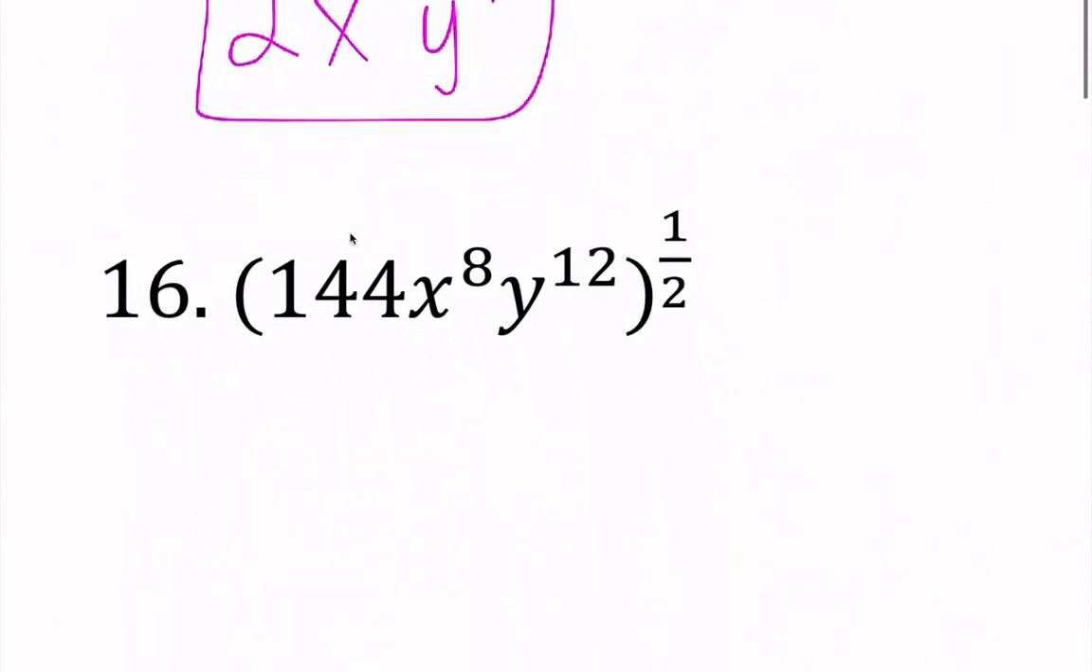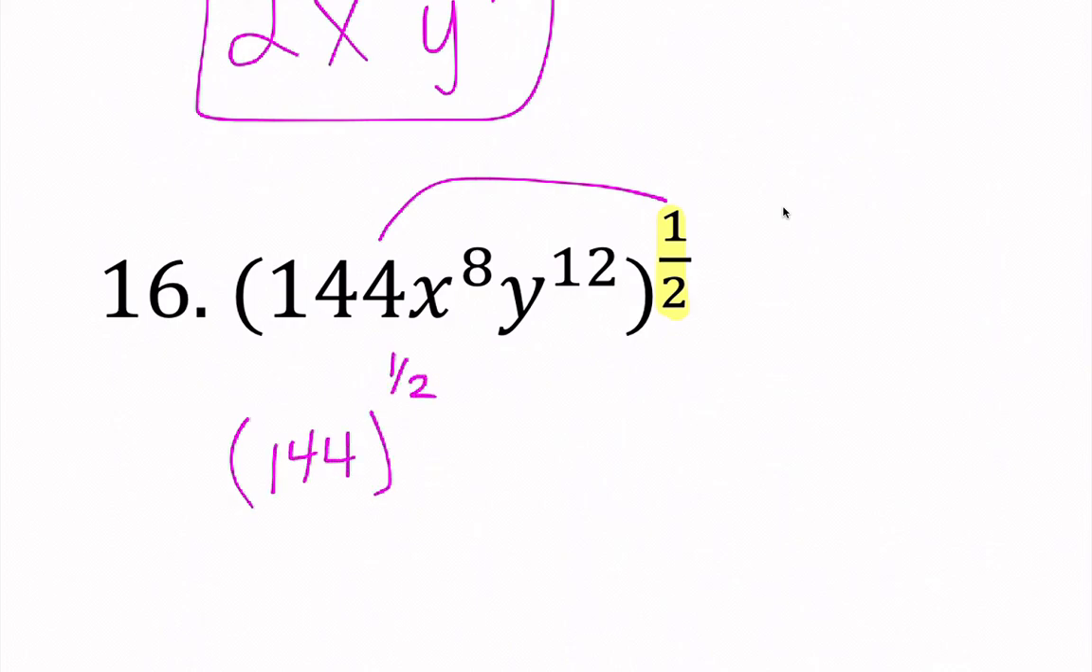Last one is very similar. Notice we have an exponent on the outside of parentheses, so it belongs to everything on the inside. The first thing I need to give it to is that 144, so I put 144 in parentheses, and I give it the 1/2 exponent. Remember, that does not mean 144 times 1/2, way different.